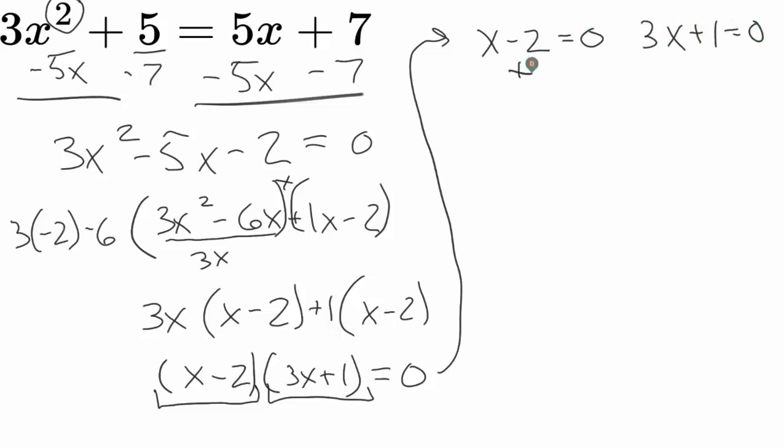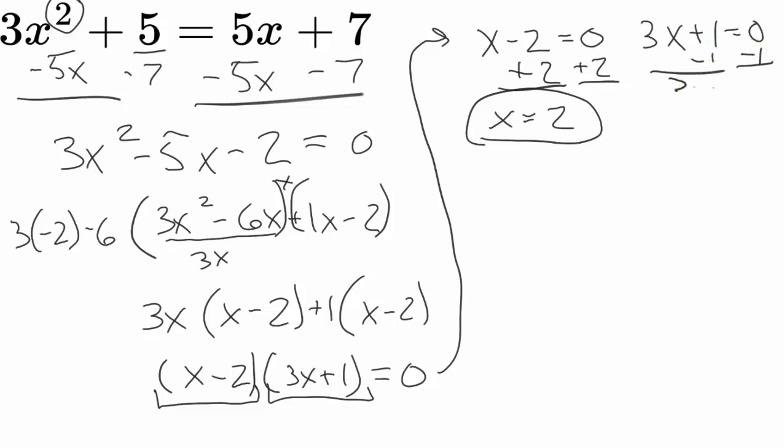So I'm going to add 2, I get x equals 2. And over here I'm going to subtract 1 from both sides. I get 3x equals negative 1. I divide both sides by 3, and I'm going to have x equals negative 1/3 for my other answer.